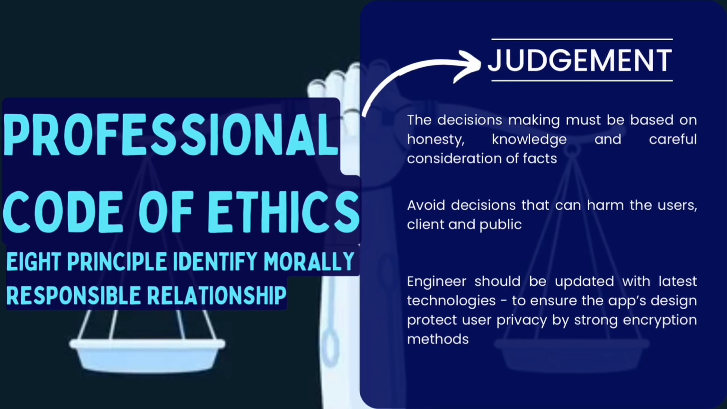The engineer also should be updated with the latest technologies so that they can ensure the app's design protects user privacy by incorporating strong encryption methods. Hence, implementing judgment means prioritizing ethical and responsible choices to ensure the safety, reliability, and trustworthiness of the app.